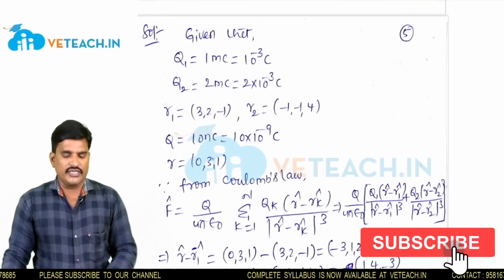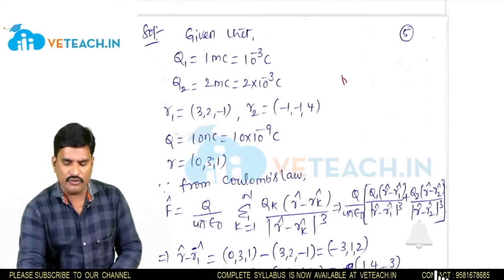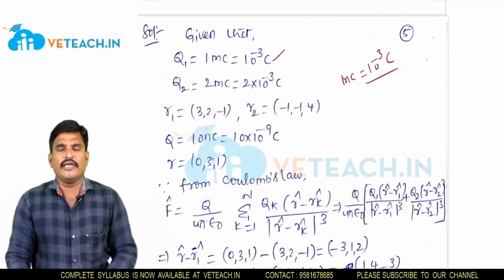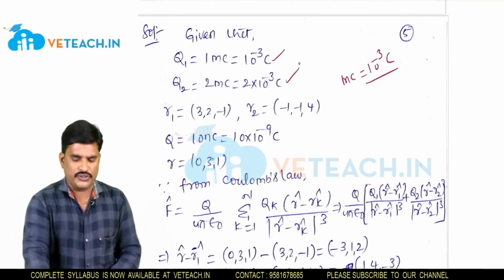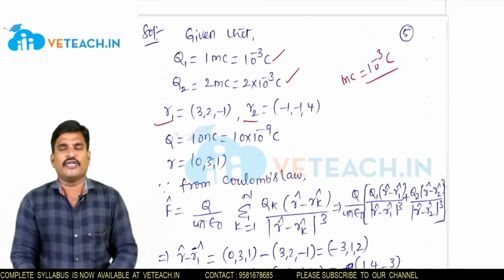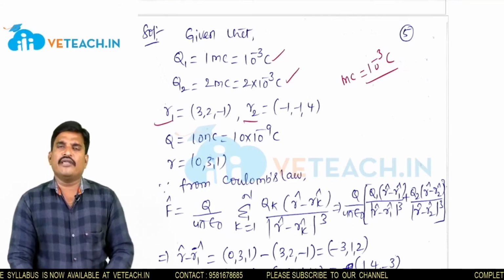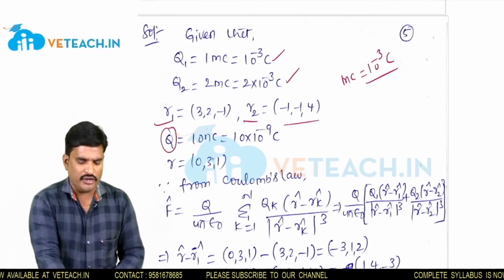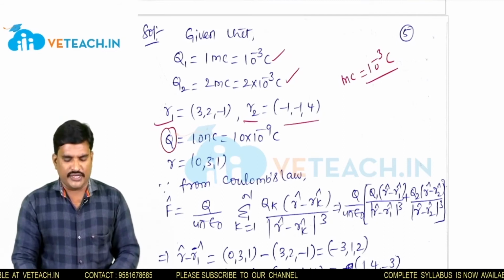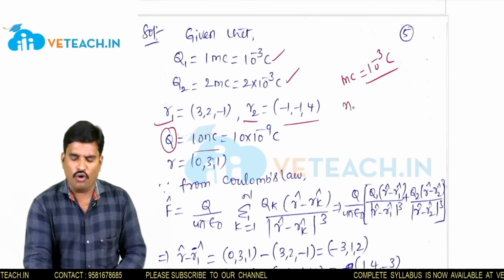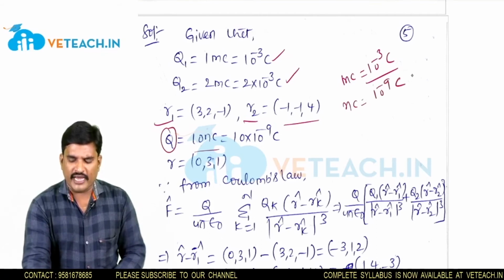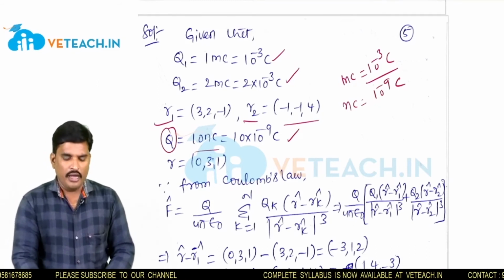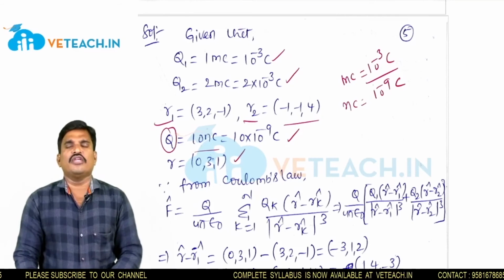Given that Q1 is equal to 1 millicoulomb, and 1 millicoulomb is equal to 10 power minus 3 coulombs, and Q2 is 2 millicoulombs, meaning 2 into 10 power minus 3 coulombs. The two position vectors given are R1 equal to (3, 2, -1) and R2 equal to (-1, -1, 4). At the point where we have to calculate the force, the charge Q is 10 nanocoulombs, and 1 nanocoulomb is equal to 10 power minus 9 coulombs, so 10 into 10 power minus 9 coulombs. Then R is equal to (0, 3, 1).